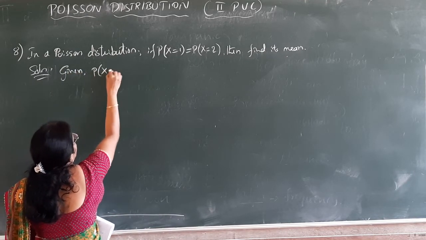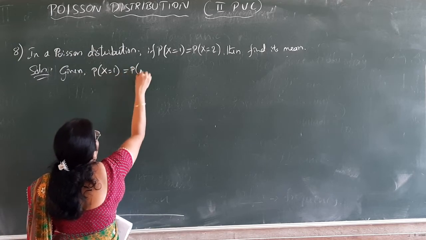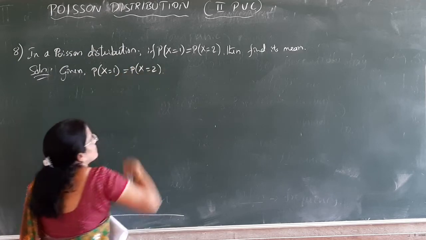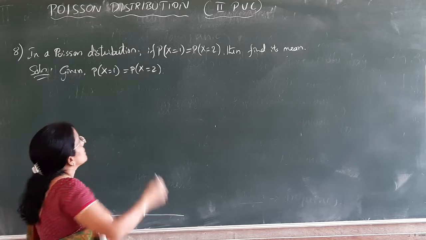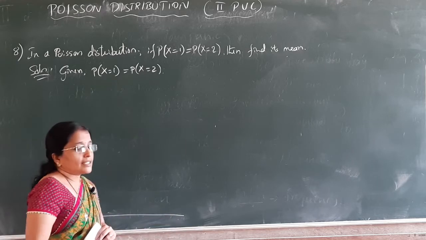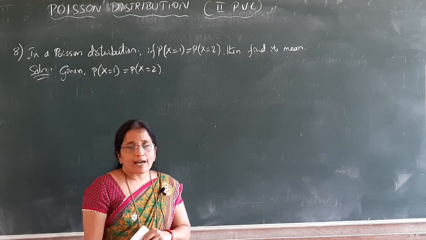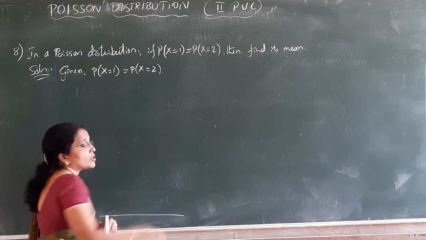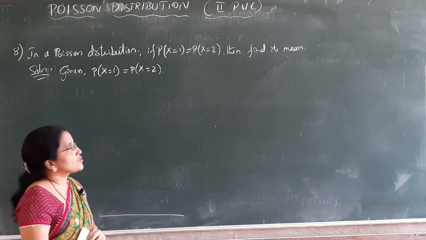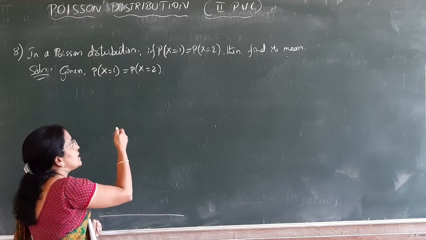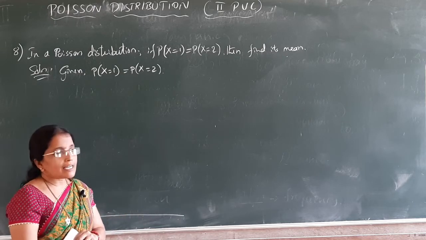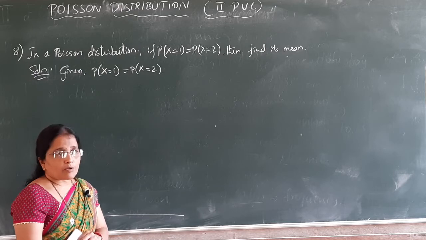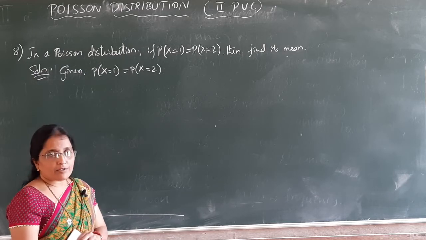P of x equal to 1 is equal to P of x equal to 2. Right? That is, P of x is equal to 1 is the second probability term of a Poisson distribution. Similarly, this is the third probability term of a Poisson distribution, and it is given that in a particular situation those two are equal. When those two are equal, what is the value of lambda? That we have to find.